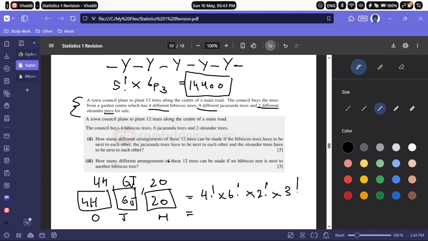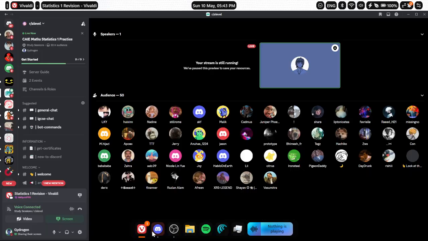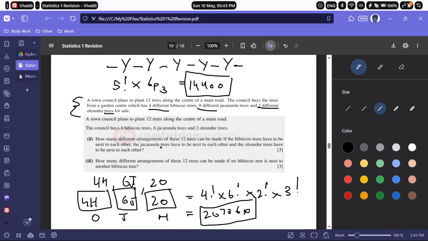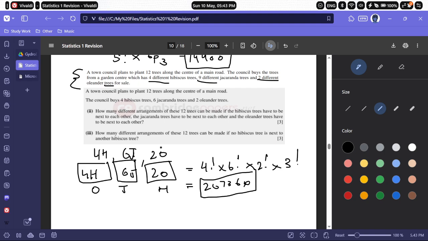Okay, so 4 factorial times 6 factorial times 2 factorial times 3 factorial. So that gives you 207360. So far so good, right? Wait, hold on, let me see. It's going fine. Okay, moving on.